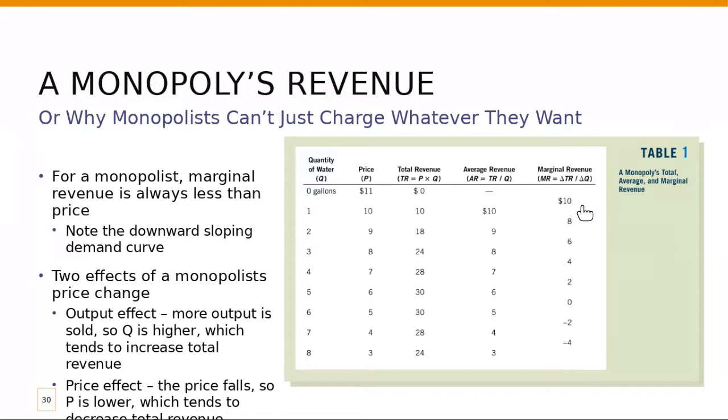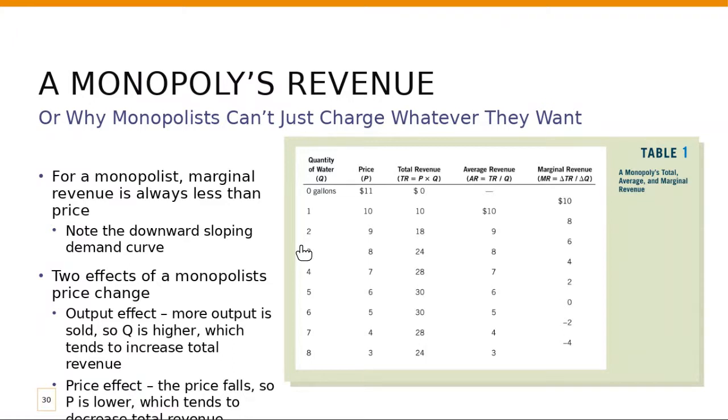Now, notice what happens when we produce an additional unit of water. To sell that additional unit of water, we have to lower our price to $9. Well, 2 times 9 equals $18, and our average revenue is now $9, and our marginal revenue is just $8. Why is this changed? Why isn't this like the monopolistic competition?